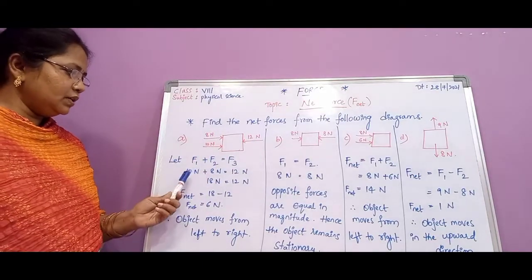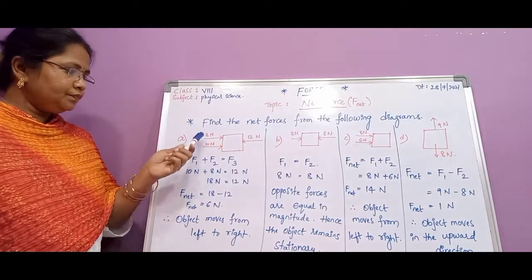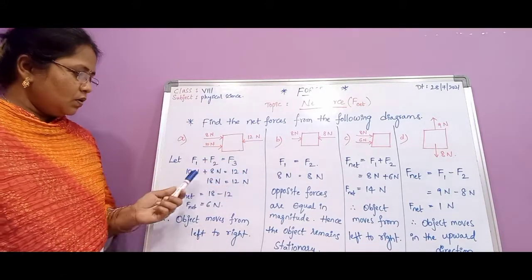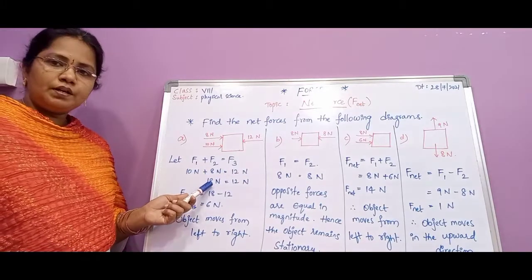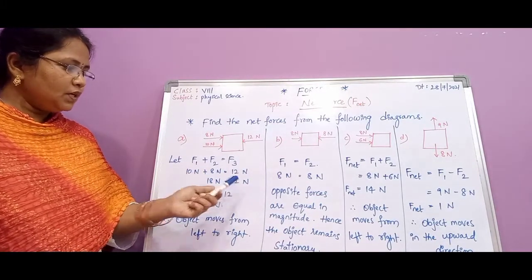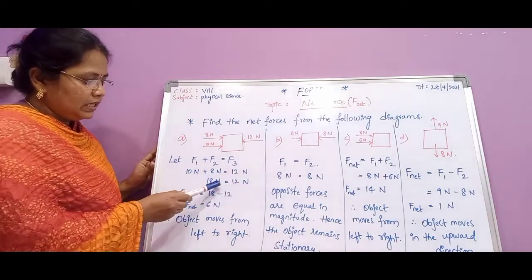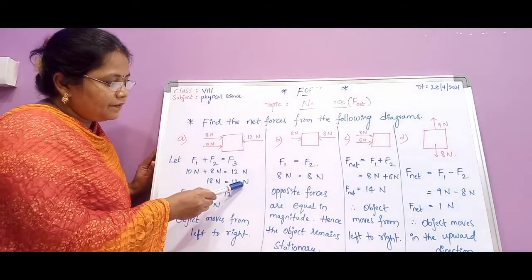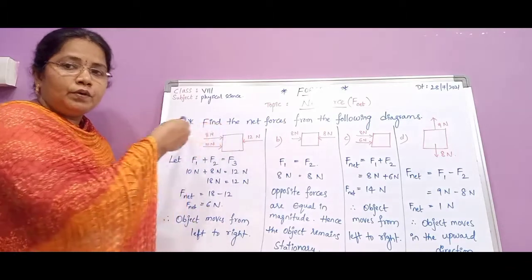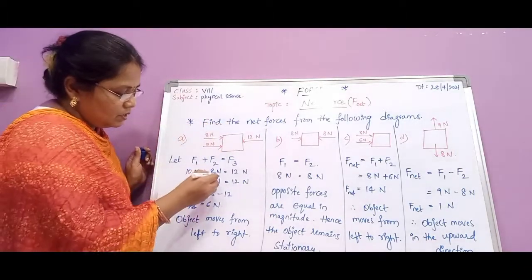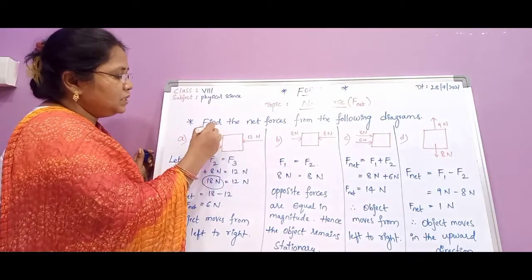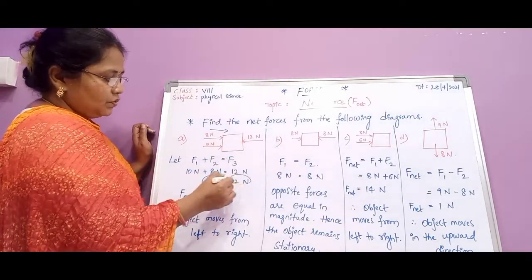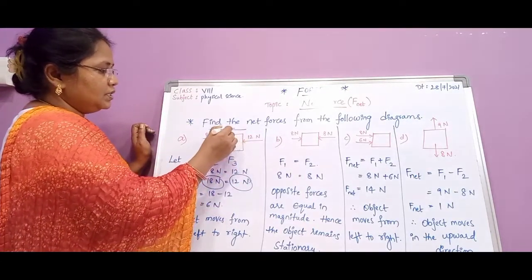Okay, F1 plus F2, here 10 newtons plus 8 newtons, that is equal to 18 newtons, and F3 is 12 newtons. So here 18 newtons of force is acting on the object from left to right. Then 12 newtons of force is acting on the object from right to left, in the opposite direction. Whereas this 12 newtons of force is acting on the object in this direction.